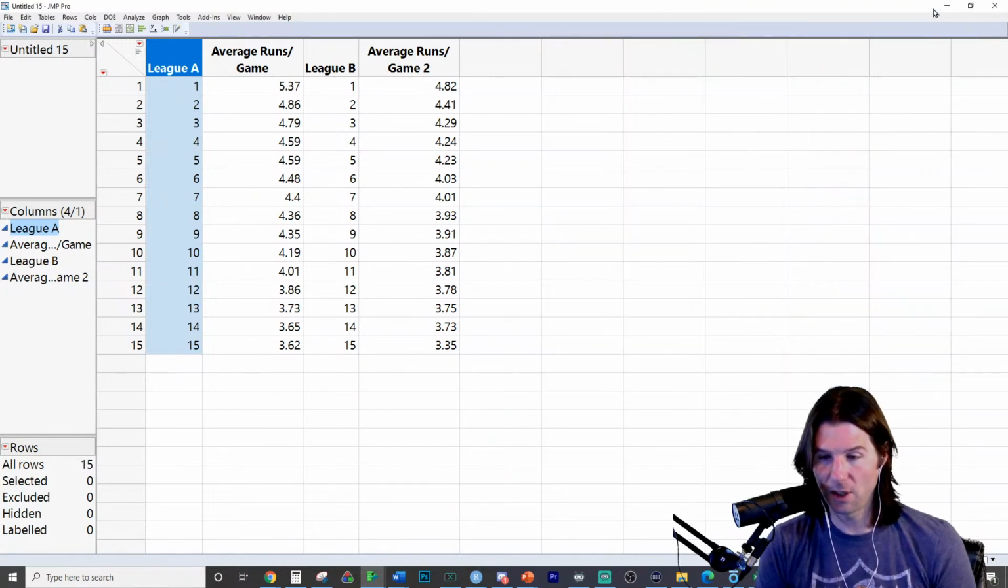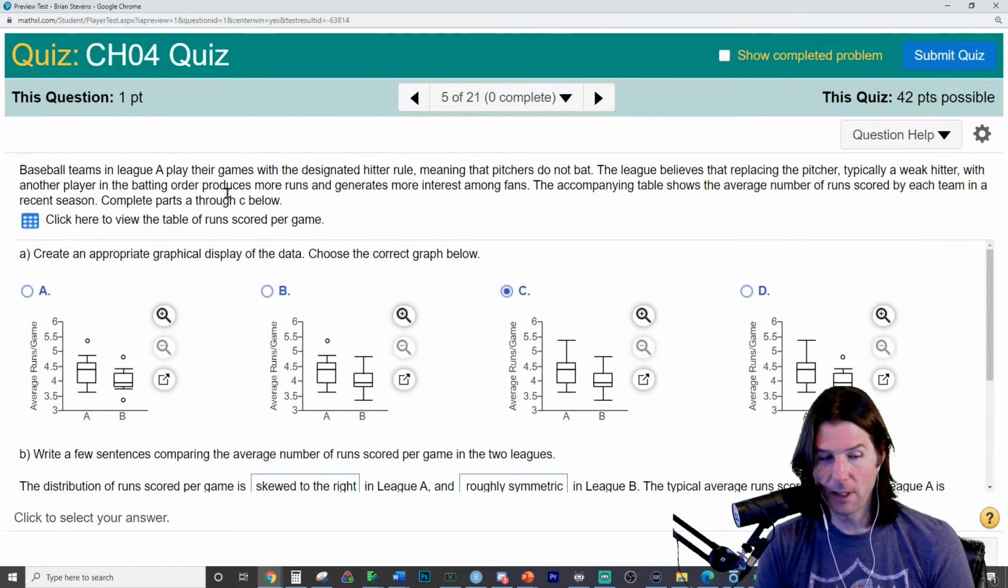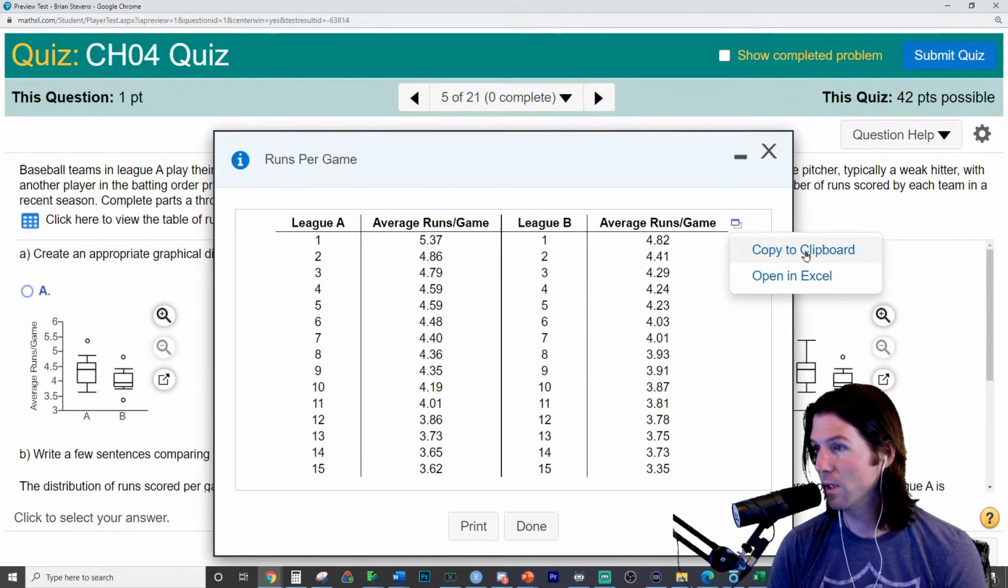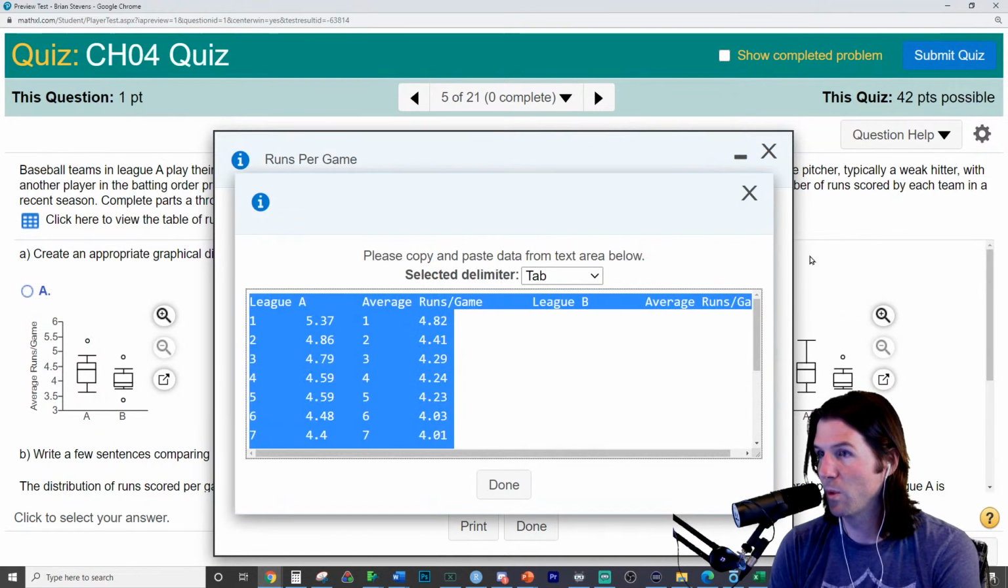Let's check again. Ready? Go back over here and make sure you go to Copy to Clipboard. Don't copy to Excel. Go to Copy to Clipboard. You might send me a screenshot so I can see what happened. Then make sure it's tab. Don't change where it says tab, and then hit Control or Command C.